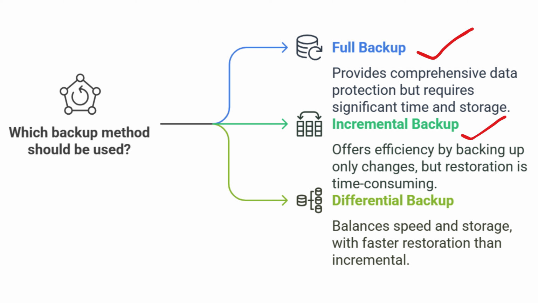Second one is incremental backup. An incremental backup only backs up files that have changed since the last backup, whether that was a full backup or another incremental backup. For example, if you run a full backup on Sunday, then an incremental backup on Monday, it only saves the files that changed on Monday. On Tuesday, it backs up only Tuesday's changes, and so on.